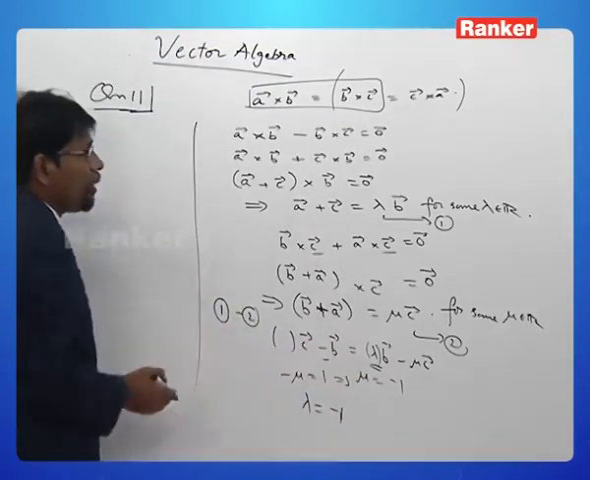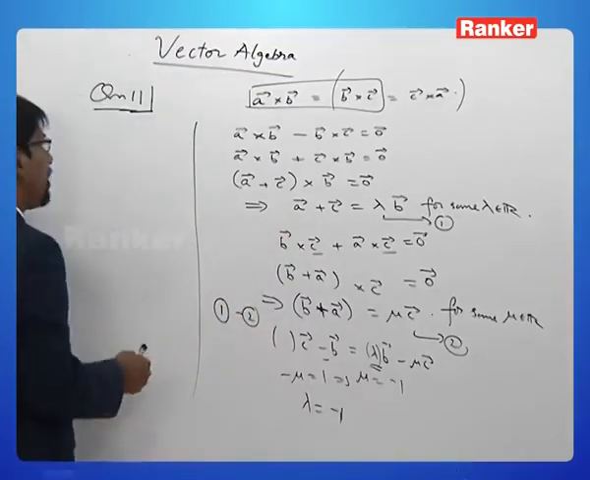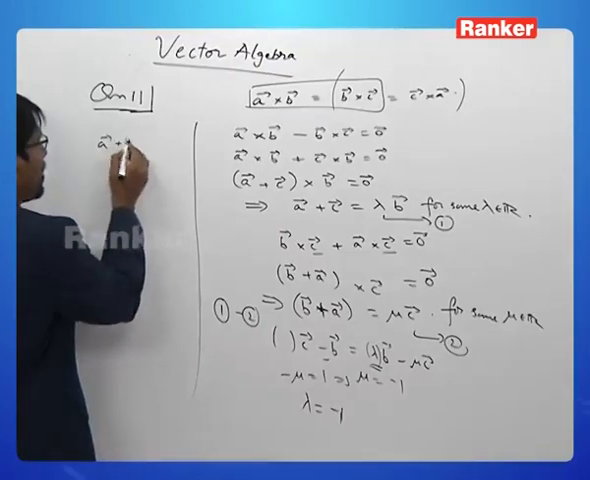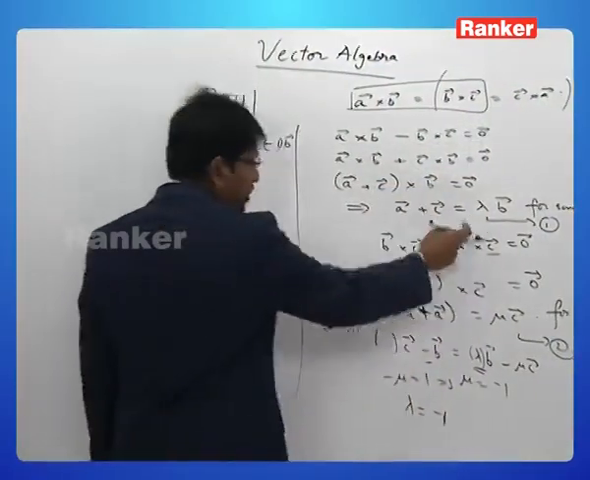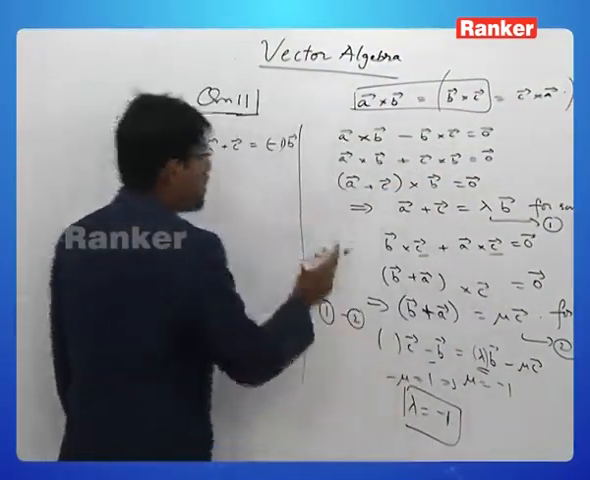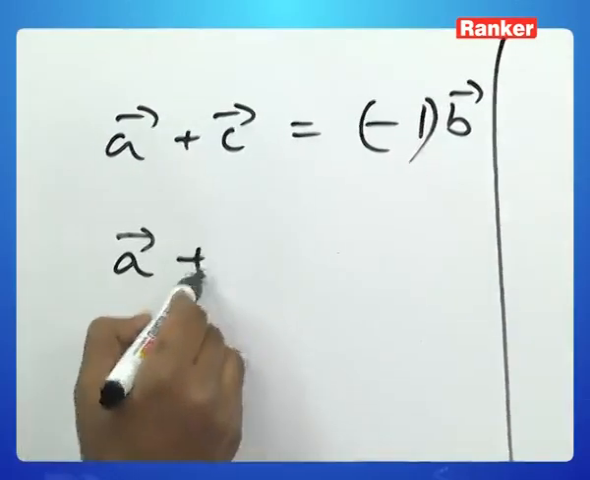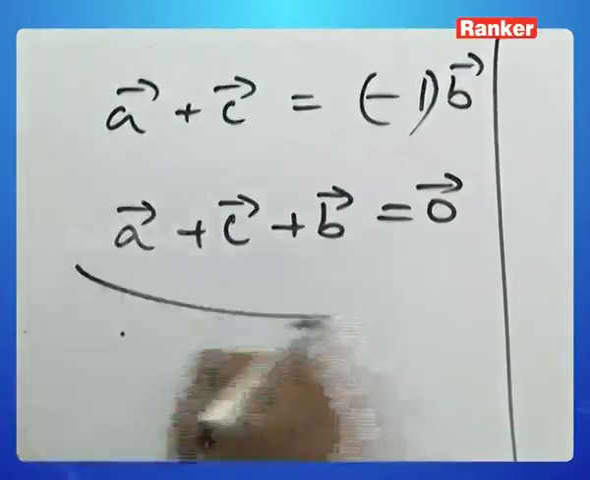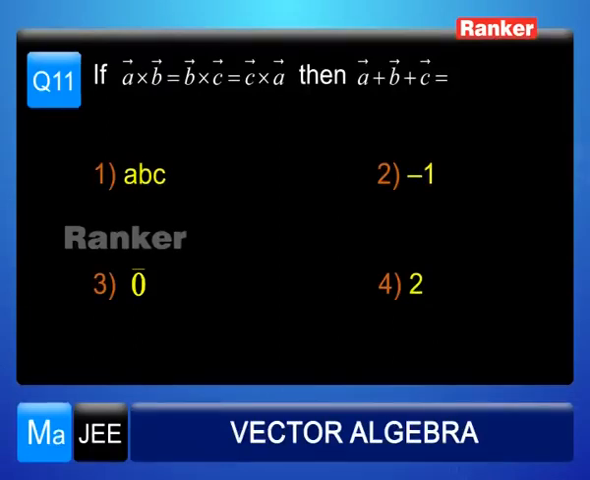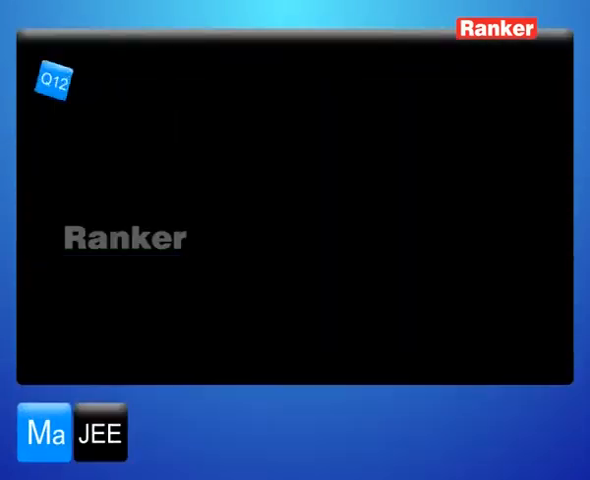Now either you use the value of lambda or the value of mu and put it either in equation 1 or in equation 2. Now a bar plus c bar is equal to minus 1 into b bar, because lambda we got to be minus 1 here. So I put back this value here, and therefore what do we have? A bar plus c bar plus b bar is equal to the null vector. That's what we wanted to show, and option 3 is clearly right. Let's move on to the next question.